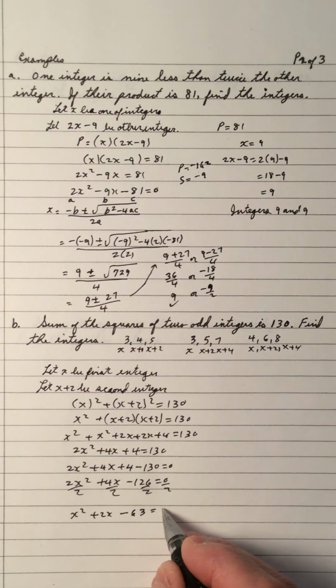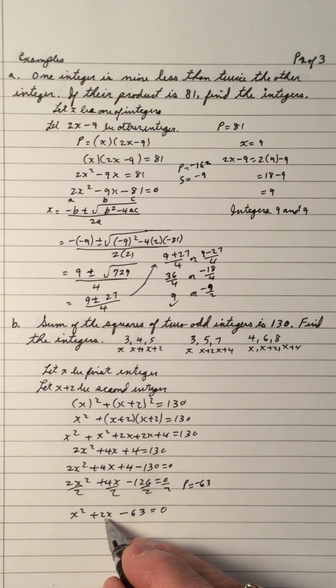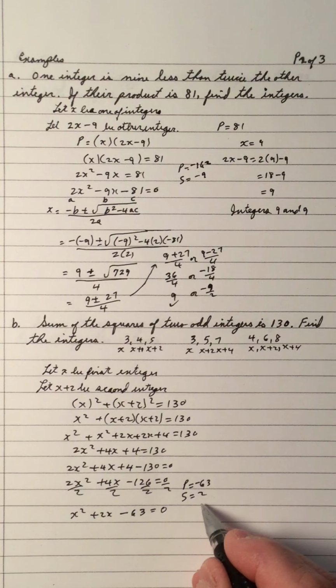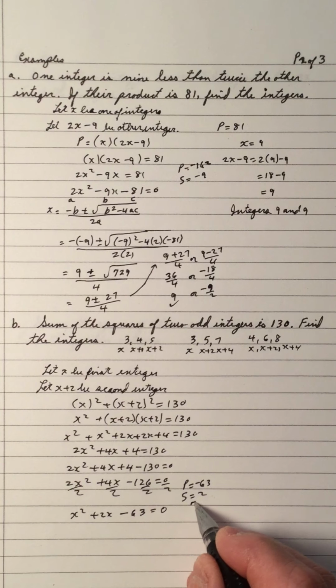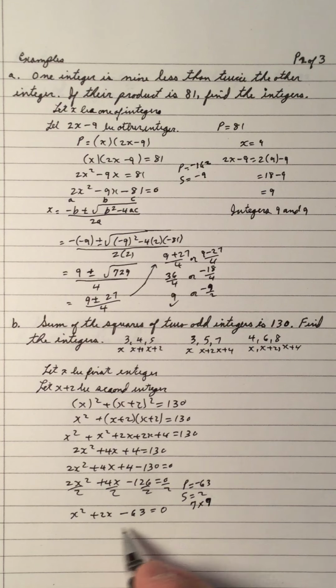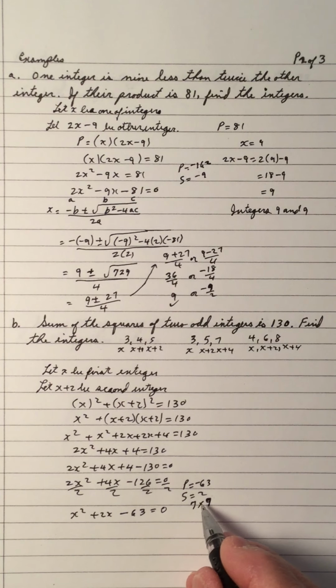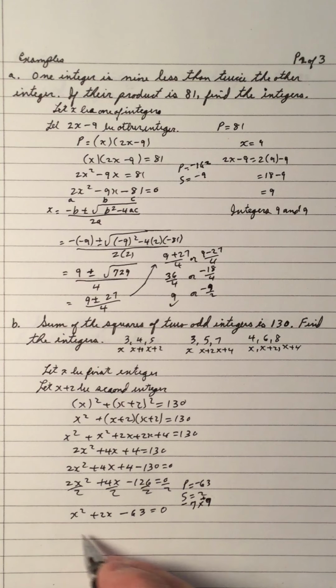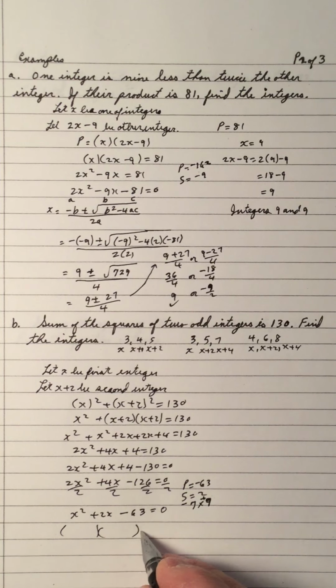And what are the factors of 63? The product is negative 63. The sum is 2. 7 nines are 63, 7 times 9 is 63. And the product is negative, so one has to be plus and one has to be minus. Since the sum is plus, we'd have a minus 7 and a plus 9. So it's easy to factor.